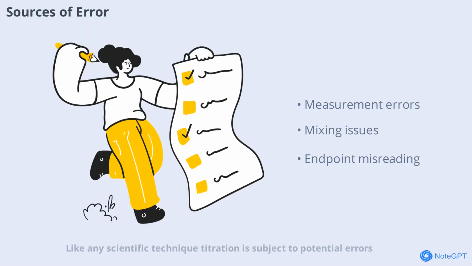Like any scientific technique, titration is subject to potential errors. Common sources include inaccurate measurements, improper mixing, or misreading the endpoint. Using clean, calibrated equipment and following proper procedures can minimize these errors. Being aware of possible mistakes helps chemists improve their technique and obtain more reliable results.